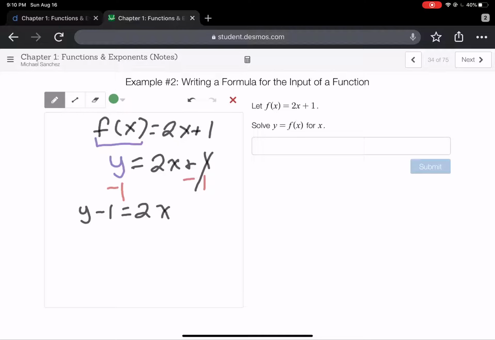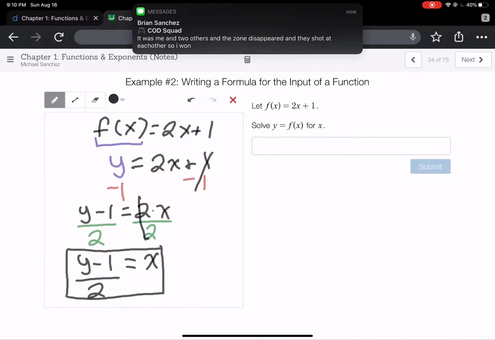Then I'm going to do one more step. I'm going to divide by 2 because this is a multiplication, so I divide both sides of my equation by 2. My 2's will cancel out, leaving the x alone, and then I'm going to have (y minus 1) over 2. I now have my x by itself. I have solved for x. Remember that solving means to leave that variable by itself.